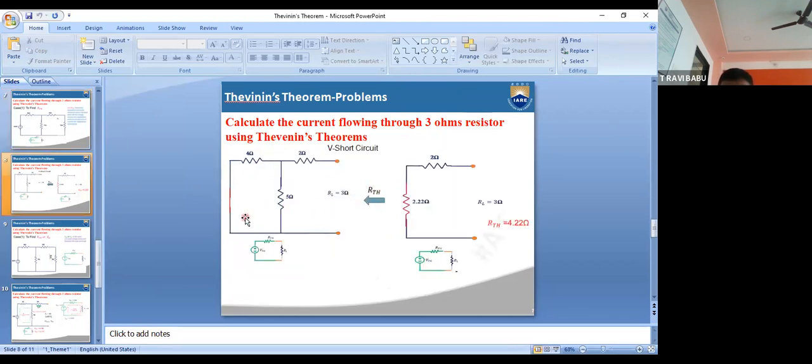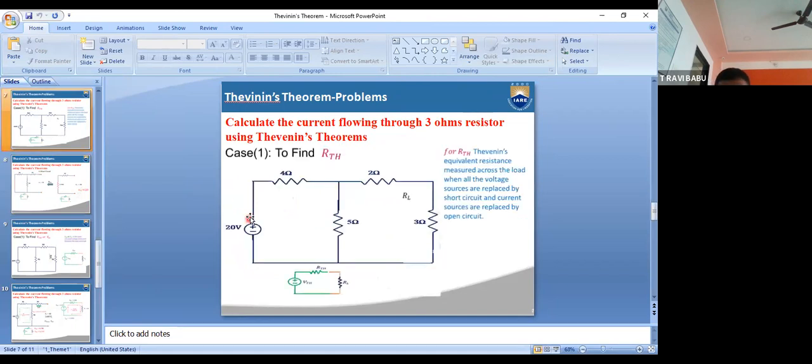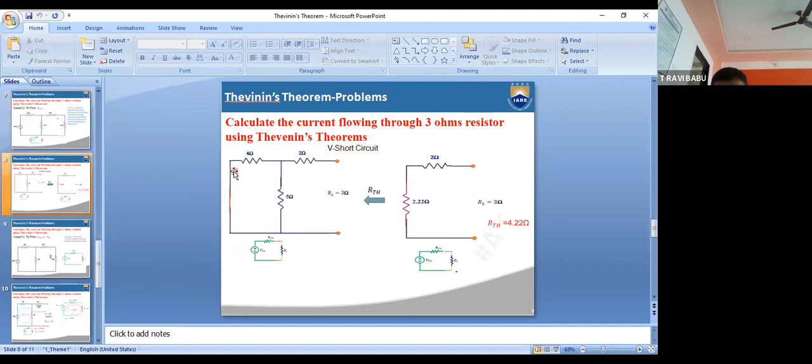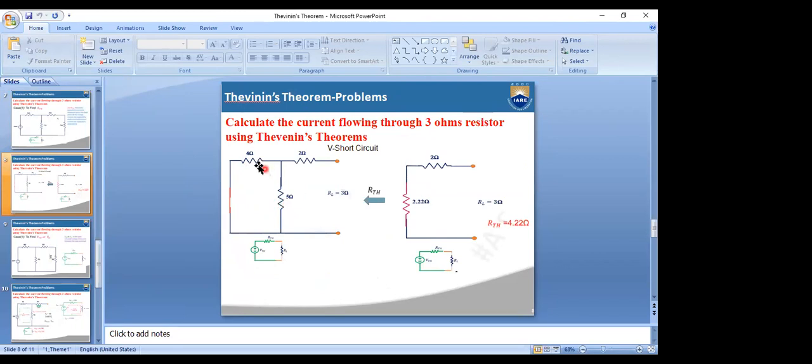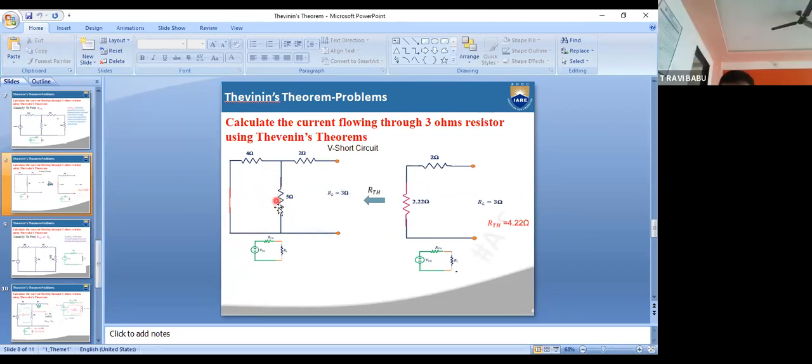This is your circuit diagram. Here the voltage source is going to be short circuited. So calculate the RTH from here. So what happened? This 4 and 5 ohms, anybody tell me? Parallel, sir. Parallel. So 5 and 4 are parallel.